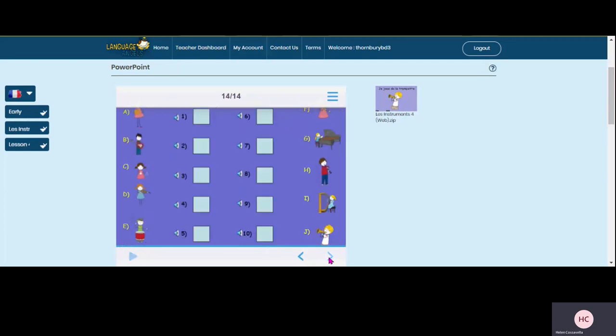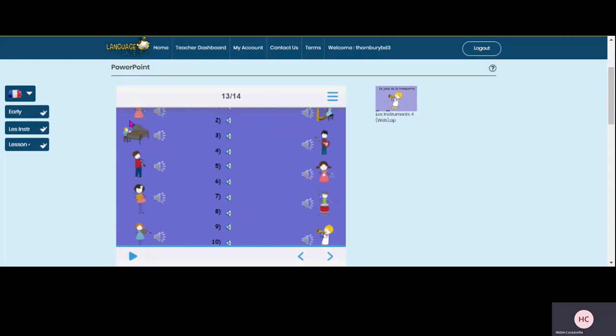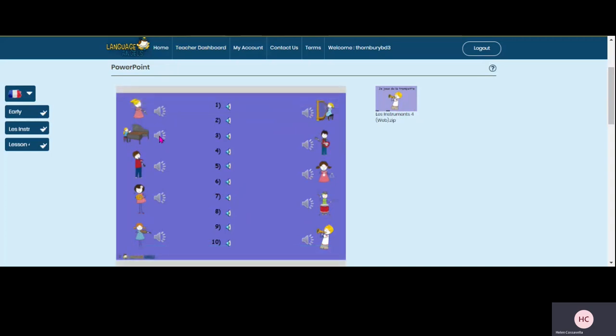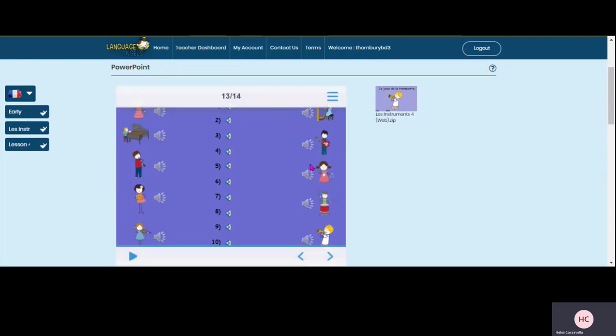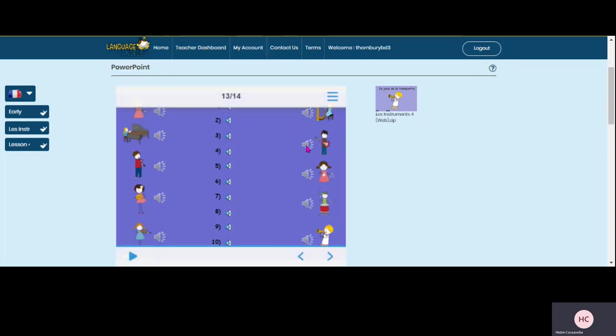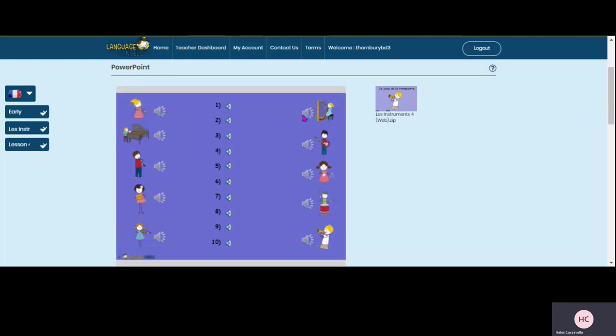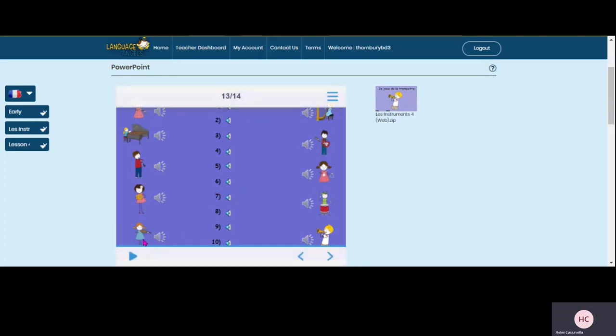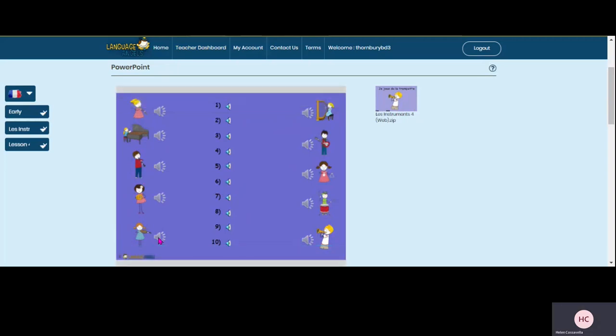And let's just finally have a look at the last ones. Which one is this one? It is je joue du piano. Du piano. What's this one? The cymbals. It's je joue des cymbales. Des cymbales. What's this one? The triangle. Je joue du triangle. What's this one? The guitar. Je joue de la guitare. Down here, je joue de la trompette. Right at the top, the harp. Je joue de la harpe. De la harpe. And at the bottom, the violin. Je joue du violon. That's right.